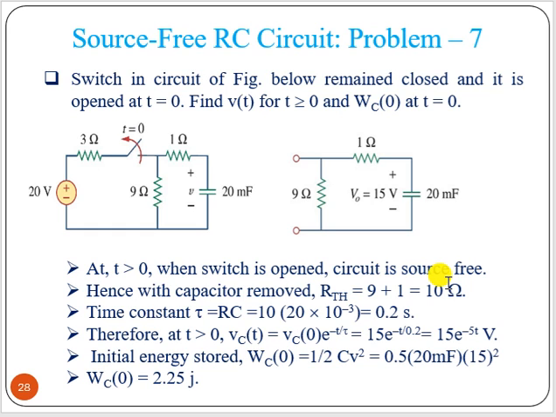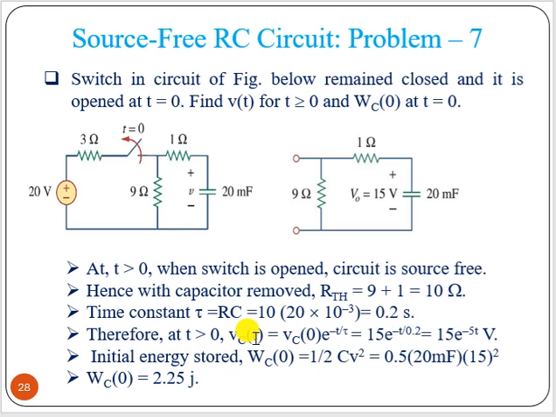Now when this switch is open, what happens? The circuit becomes this one. Here the initial voltage stored is 15 volt, and this 15 volt will dissipate through these two resistances. Now we have to find out RTH. Looking from the capacitor in, these two are in series, so RTH is 10 ohm, 9 plus 1. So you can find out tau. Tau is R into C, 10 ohm times the capacitor value. So you get the value of tau.